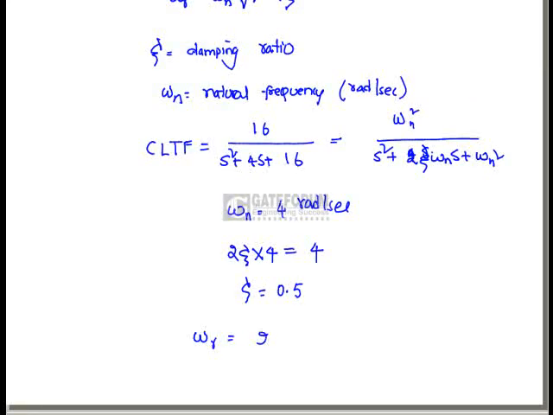get omega r equals 2 root 2 radians per second. Answer A.